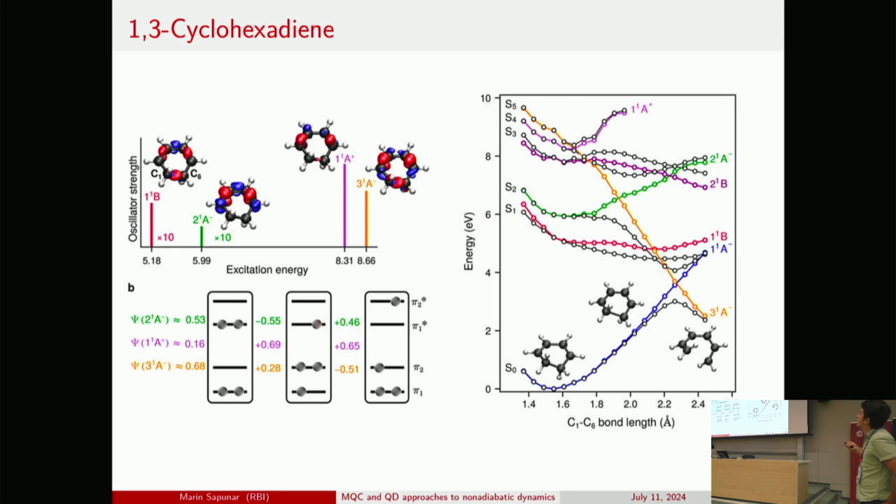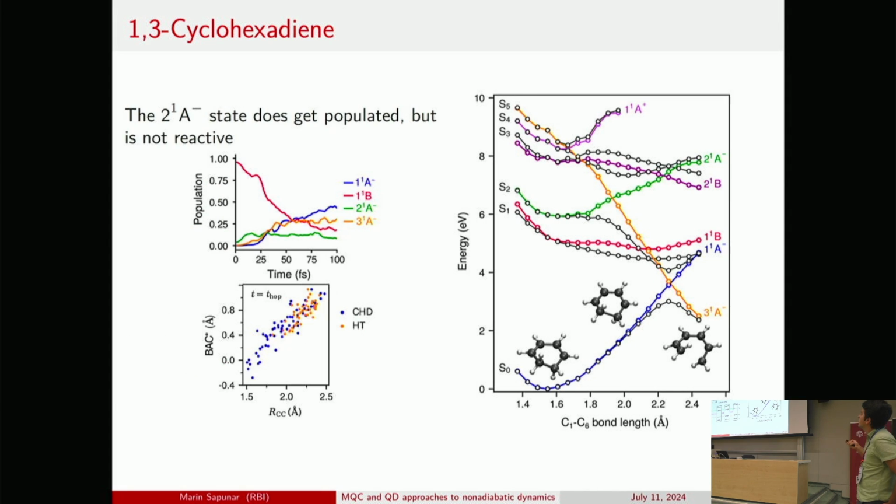But we also see that this other state, the 2A1. Oh, sorry, I have it here. So this 2A1 state is also getting populated, but that is not the reactive state. So we get some population in it, but when we are getting the hexatriene, we are in this other state. So we quite nicely see why it's important to know which state you're in.